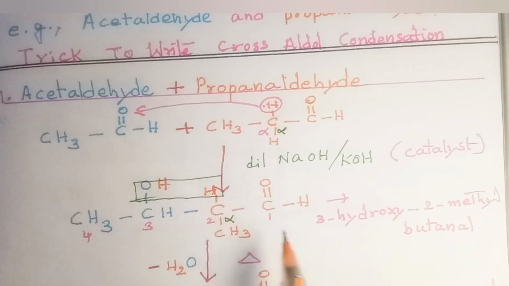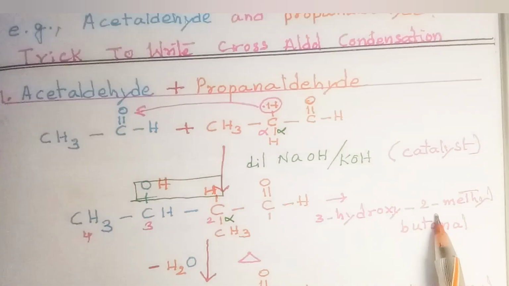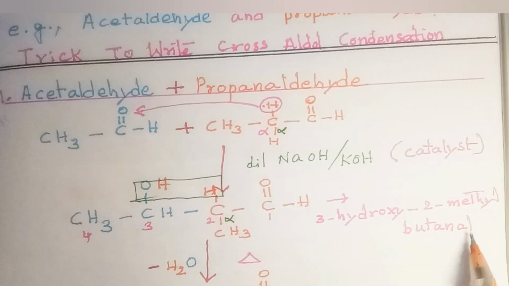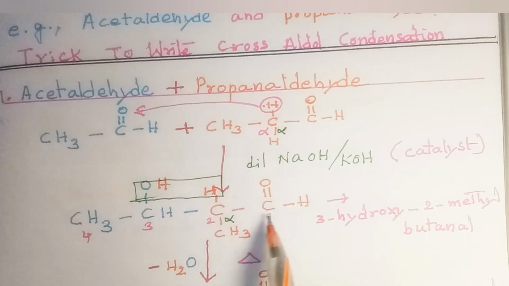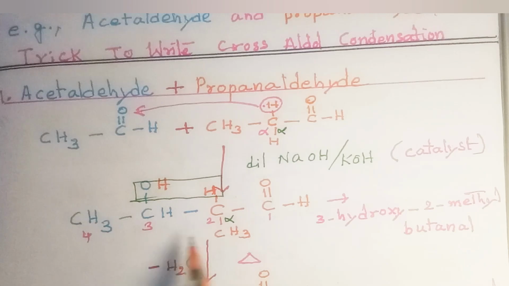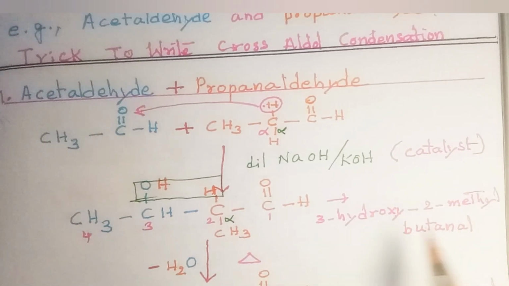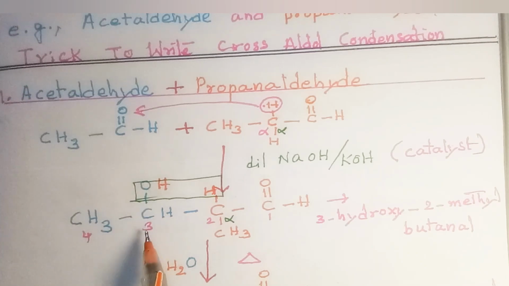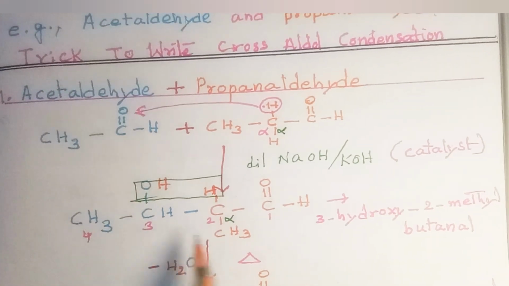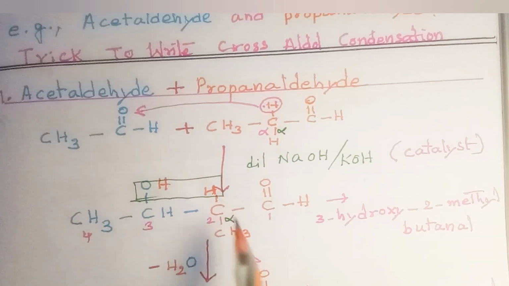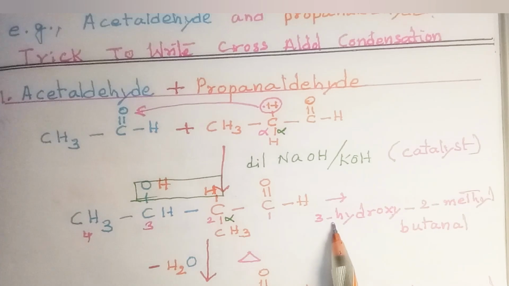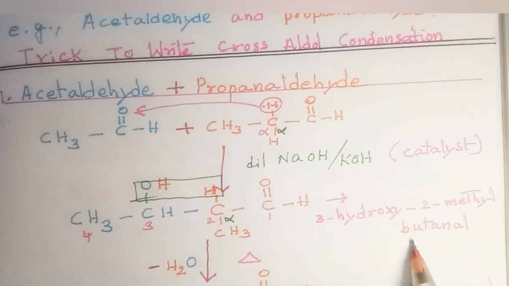So as a result of which we get an aldol product, which is 3-hydroxy 2-methyl butanal. The compound formed has 4 carbon atoms. So it is butane. It has an aldehyde group C double bond OH. So it is butanal. It has hydroxyl group on 3rd carbon atom and a methyl group on 2nd carbon atom. So we call it 3-hydroxy 2-methyl butanal. This is the aldol product.